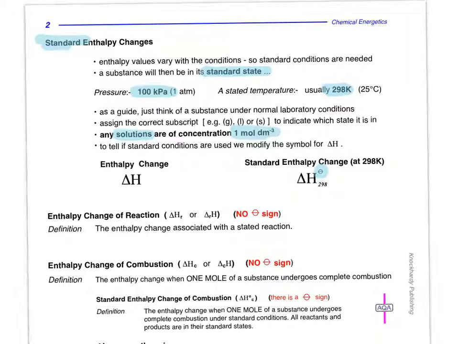If we're looking at an enthalpy change of reaction, you do need to know the definitions for all of these different enthalpy changes. Enthalpy change of reaction is the enthalpy change that happens for a given chemical reaction.